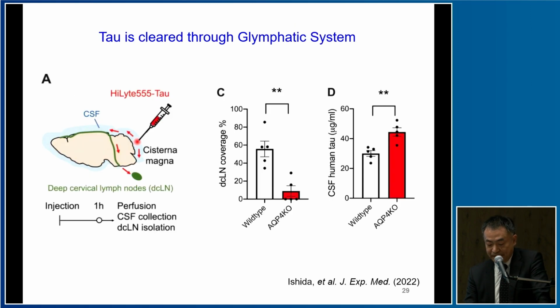Next, we injected fluorescent-labeled tau into CSF directly through the cisterna magna and monitored tau accumulation in deep cervical lymph nodes 1 hour after injection. If you look here, tau had already moved to the lymph node in the case of wild type 1 hour after injection. However, in aquaporin 4 knockout, tau accumulation in the DCLN is very, very low compared to the wild type.